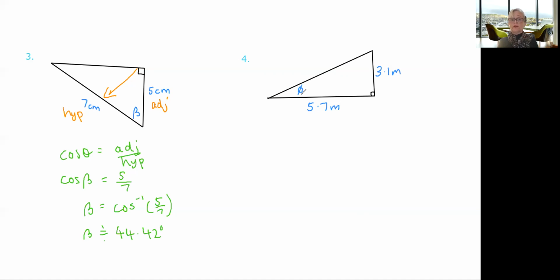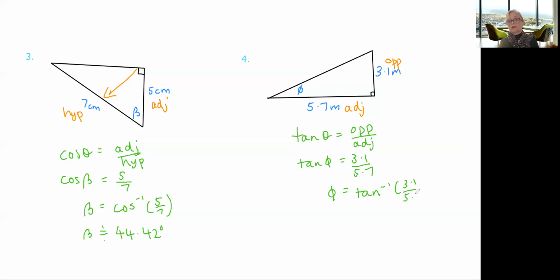Last one for this video. This is a Greek letter phi. This is your opposite side. This is your adjacent side. Clearly, we're going to use tan. Tan of theta is your opposite on your adjacent. So tan of phi is 3.1 on 5.7. So phi is the inverse tan of 3.1 on 5.7.